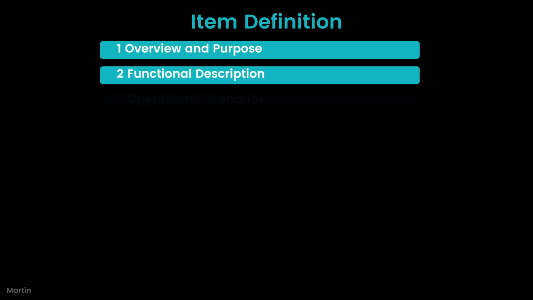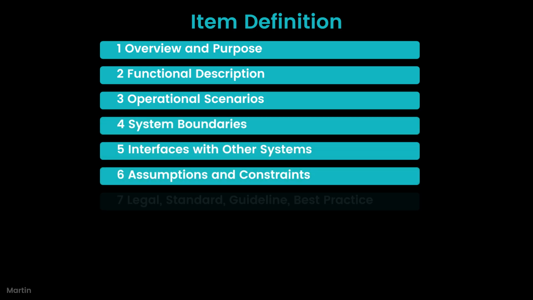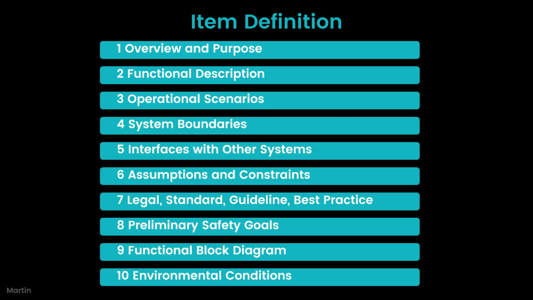Here's a draft of an item definition document for a brake-by-wire system, structured according to the guidance in ISO 26262 Part 3 Concept Phase, Clause 5 Item Definition.